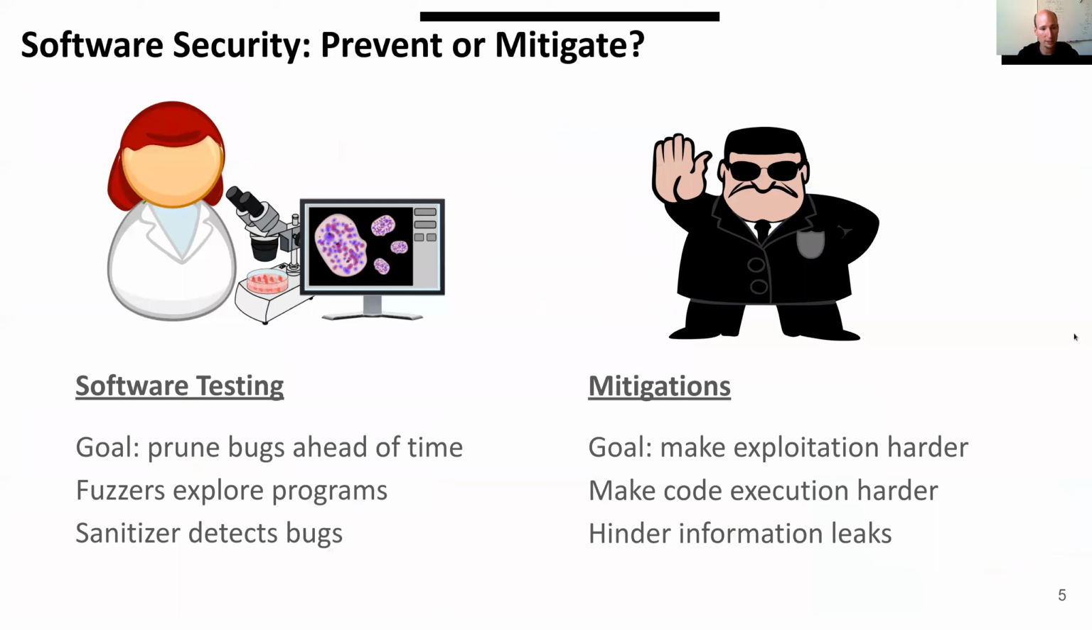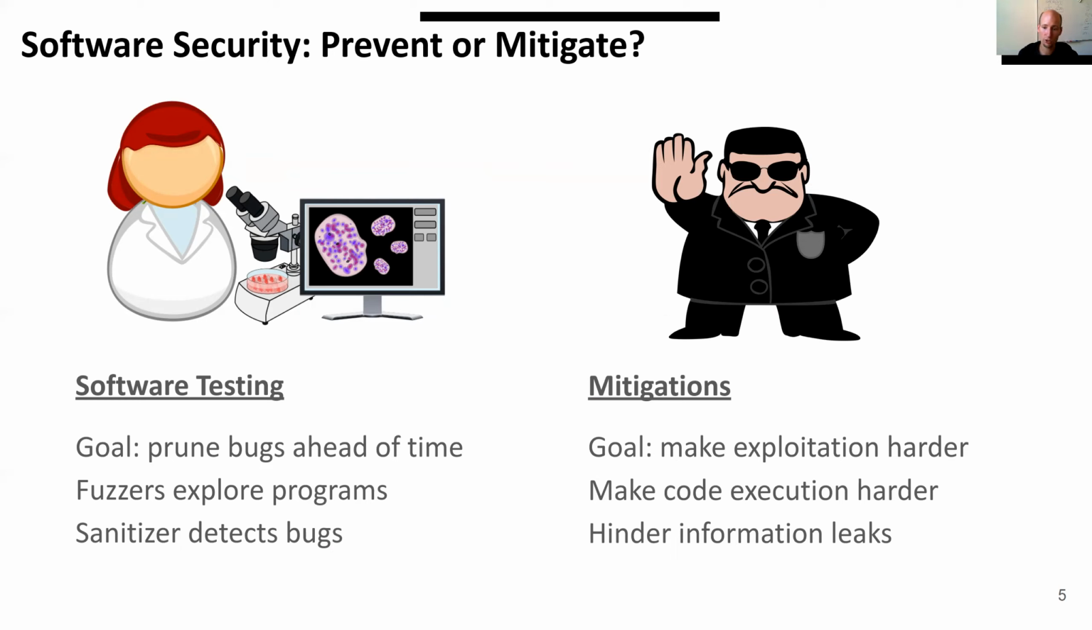One of the big decisions that I already alluded to a bit is that in software security, the main field, there's kind of 2 main thrusts. You can either prevent or you can mitigate. And both approaches have their advantages. Let's start with mitigations on the right-hand side. And mitigation is a late defense. It's a last line of defense that you are applying when code is actually being deployed and run on a user system. And the goal here is to make exploitation harder, right? Let's just assume we know that there will be bugs in the code because there's just too much code out there. Let's make it as hard as possible for an attacker to exploit this program.